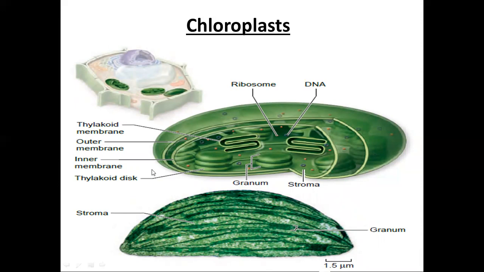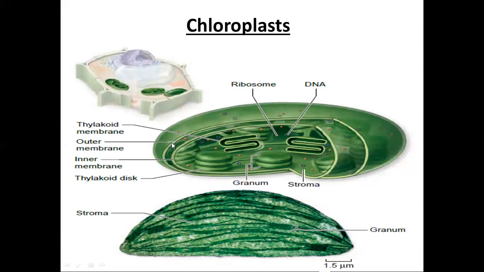The inner membrane is rich in chlorophyll and some other pigments as well. It also contains enzymes and electron carriers. Remember, it has some similar functions to mitochondria. So the chloroplast also contains enzymes and electron carriers. These membranes are the sites where photosynthesis takes place.